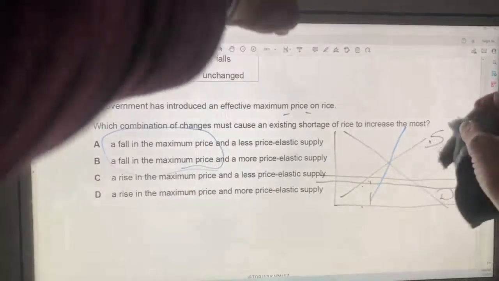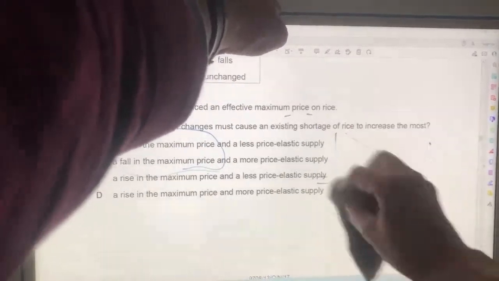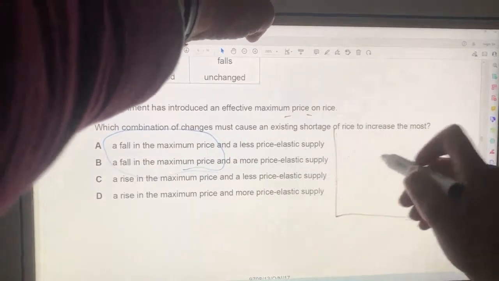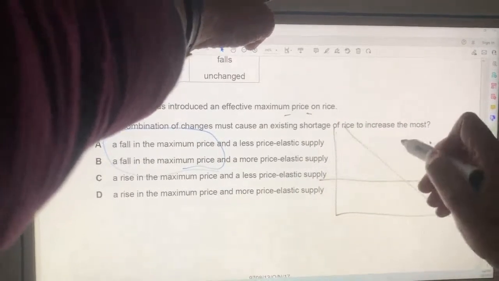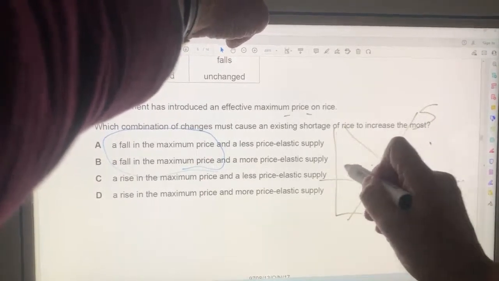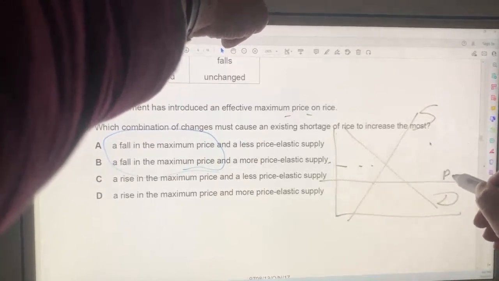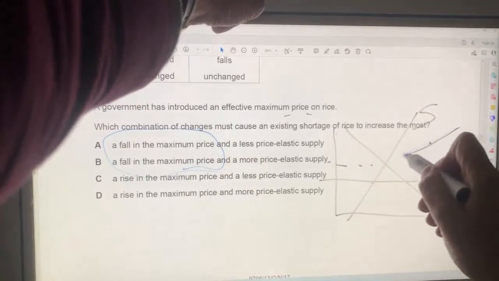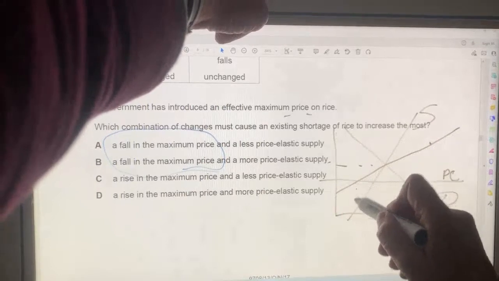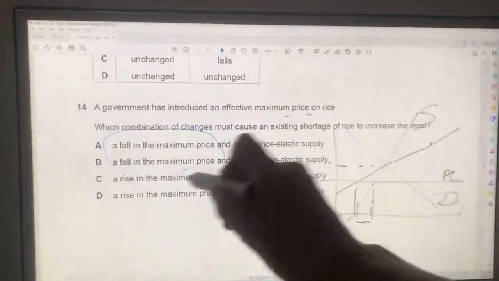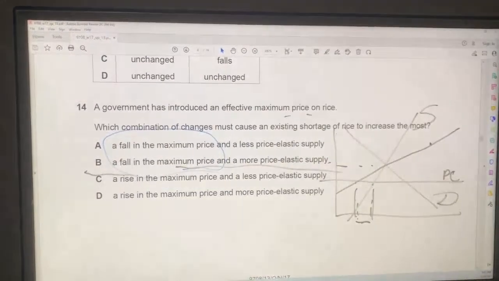We could just change my curves back to a more price elastic supply. So here's demand, here's supply. Supply is a bit inelastic, right? Here's our equilibrium, but here's our price ceiling. And if supply is more price elastic, then that will cause an increase in the shortage by itself. So answer for 14 must be B.